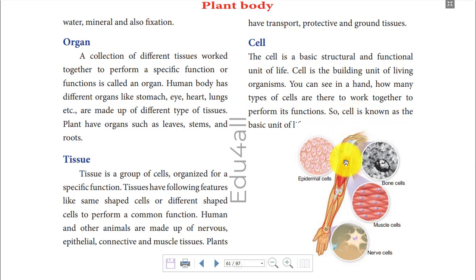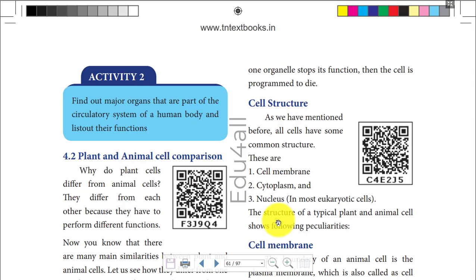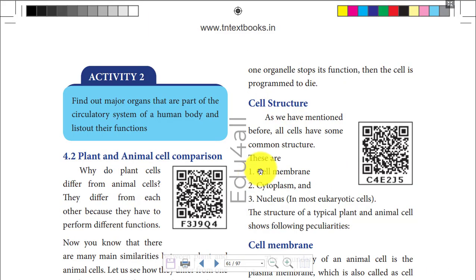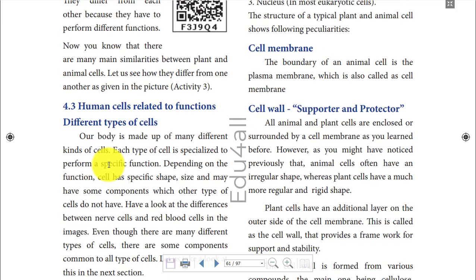If you take the hand of a human being, you can easily find it is made up of bone. Above the bone we have muscle, above the muscle we have epithelial cells, after that we have skin, the dermal cells, and inside we have nerve cells and blood cells. All these tissues form a single organ, forming a structure. Now we can easily compare a plant cell and an animal cell, and how a plant cell and an animal cell differ.